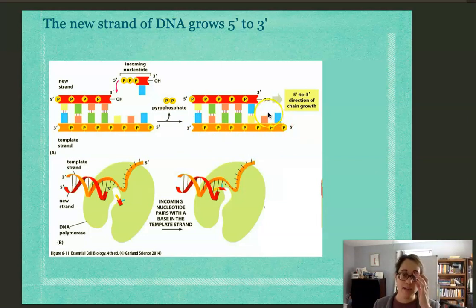So again, keep in mind what end you're moving towards, or which one is being made. So in this case, we're always making a new 3' end. On the bottom here, we're moving towards the 5' end. So as it says here, we synthesize 5' to 3', we read 3' to 5'. So we would say that DNA polymerase has 3' to 5' reading capacity and 5' to 3' synthesis.